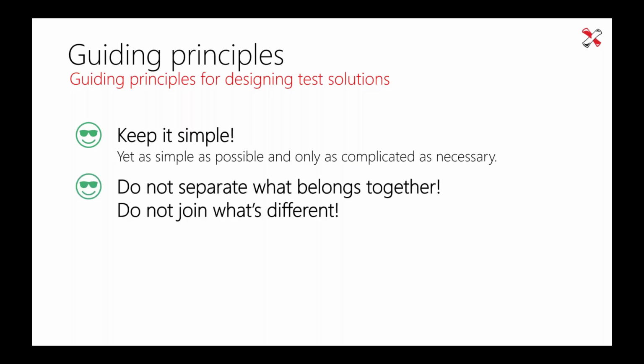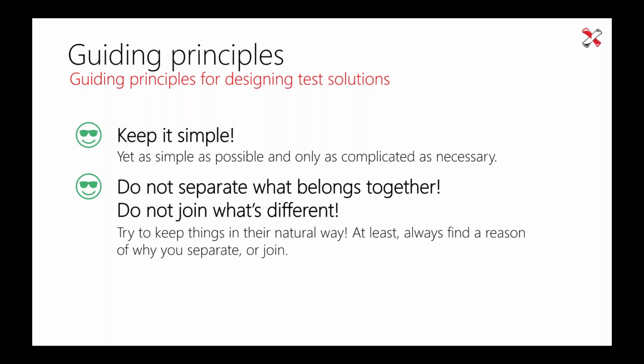The second guiding principle should be, never ever separate something which belongs together, or never ever join something which is different. Always try to keep things in their natural way, and at least always find a reason of why you separate something or join something. So whenever you try to create a new smart folder, a new test case, always ask yourself, is it really necessary to do that, or can I keep it in an easier way? And last but not least, be lazy.